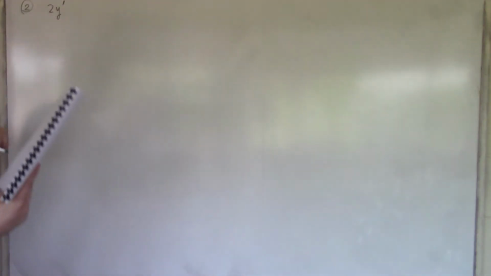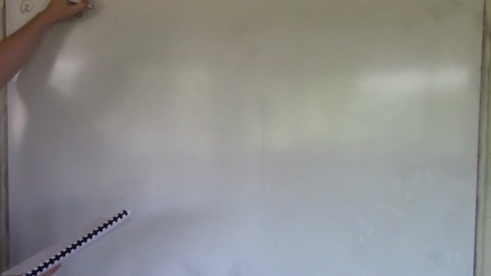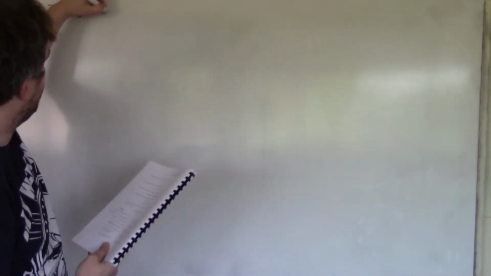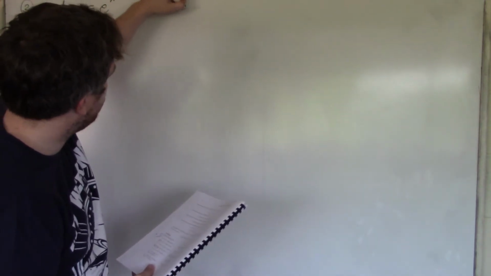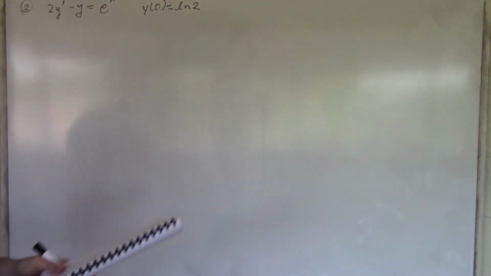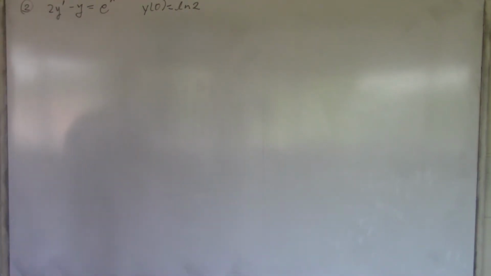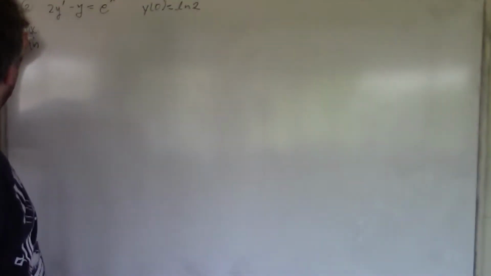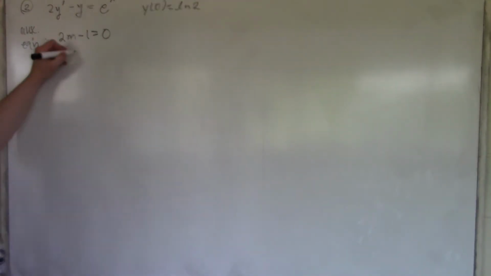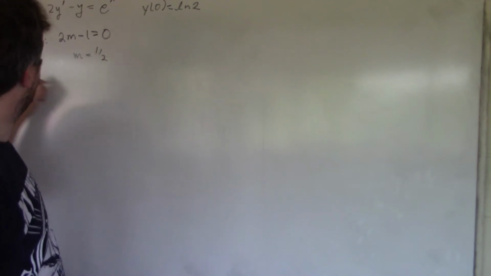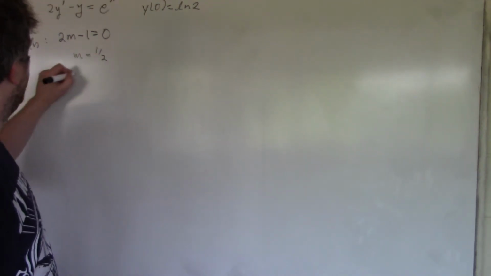We have 2y prime minus y equals e to the x, and our initial condition here is that y of 0 is the natural log of 2. So what we want to do is first find the homogeneous solution, by identifying and solving the auxiliary equation. Here we get m equals 1/2. So the homogeneous solution is c e to the 1/2 x.